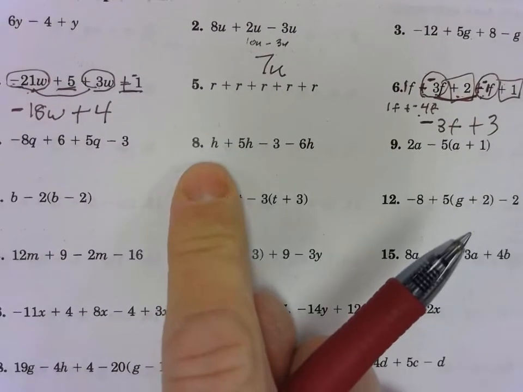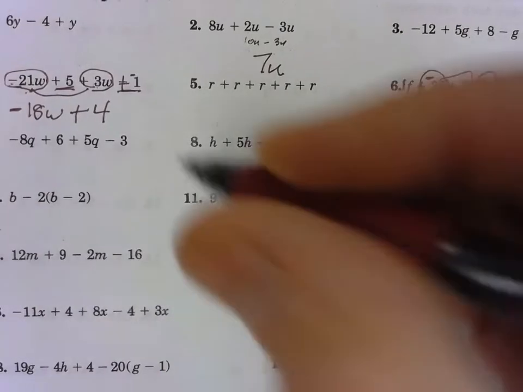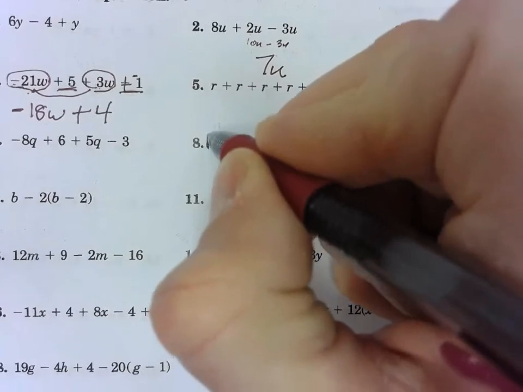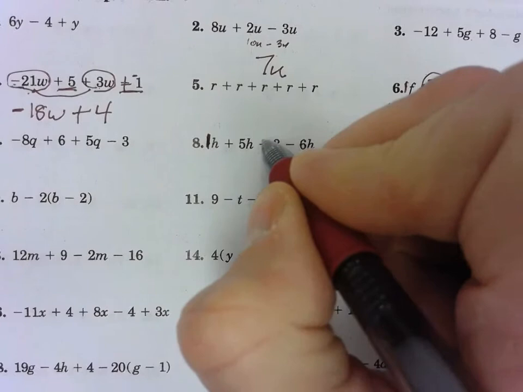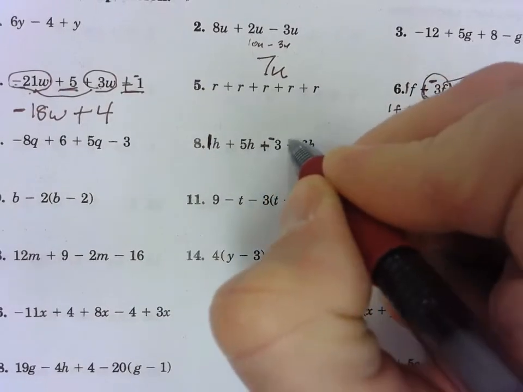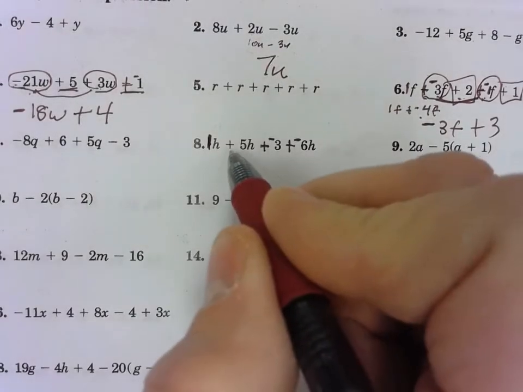Alright, come down to number 8. I got an h with no number in front of it, okay, no coefficient, so you can put that to have a coefficient of 1. Then I got 2 subtract signs there. I'm going to do additive inverse to that one and additive inverse to that one. And so now I'm going to put my like terms together.